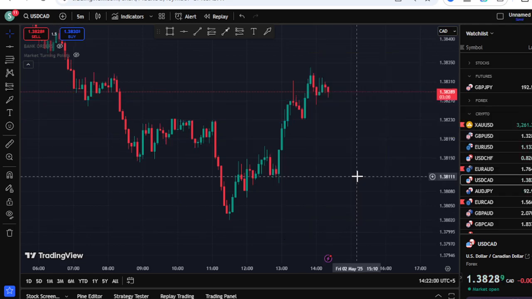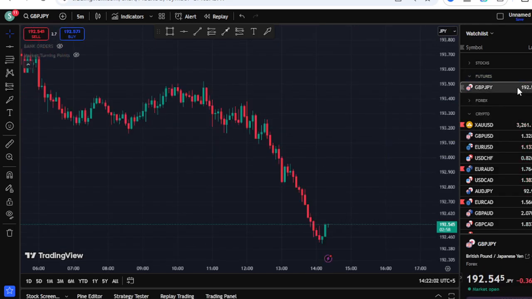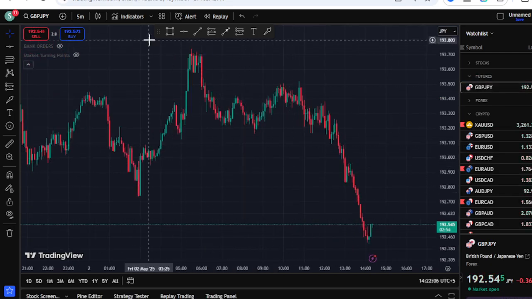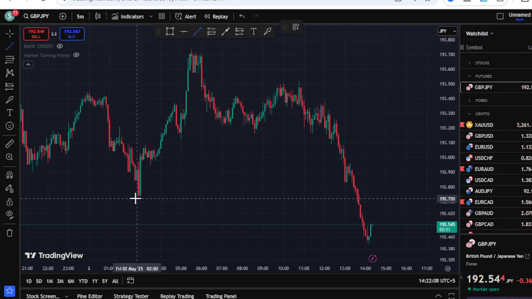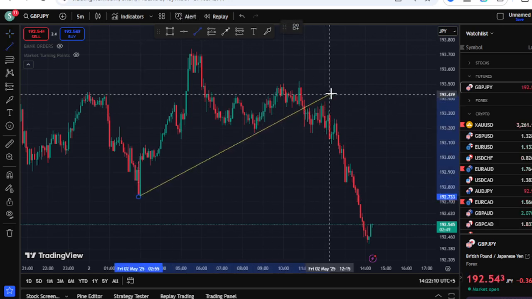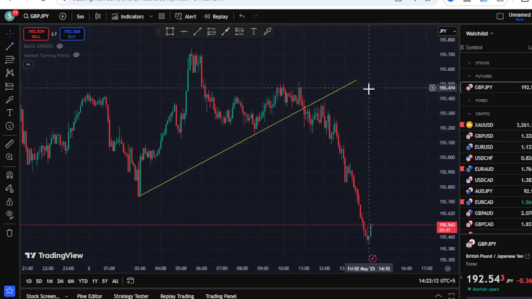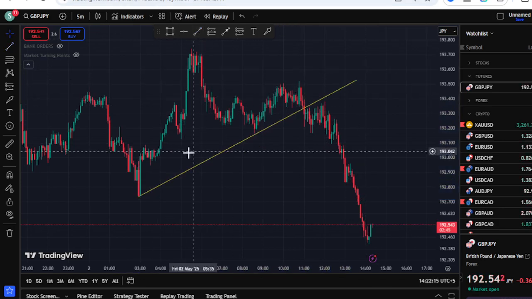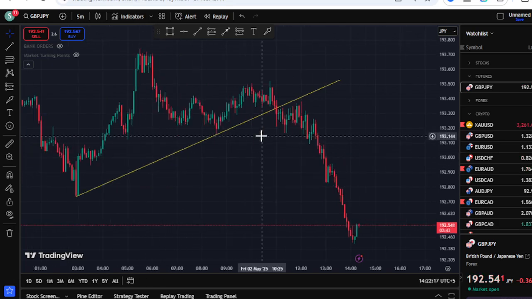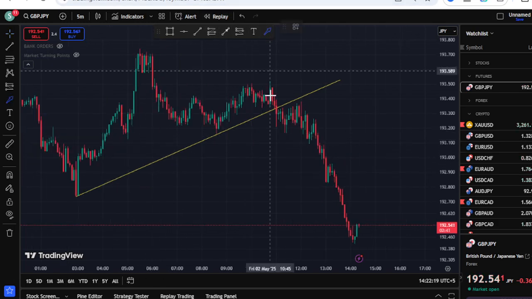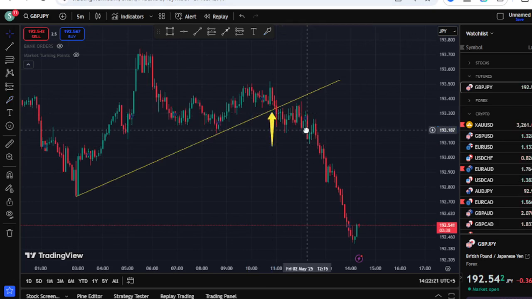Now I'm going to show you some more examples. This is another example that I have found on Pound JPY. Look at this. This was the sweet trend line. The market was simply going up. So what will happen? Look at this candle, this green candle that you can see here.